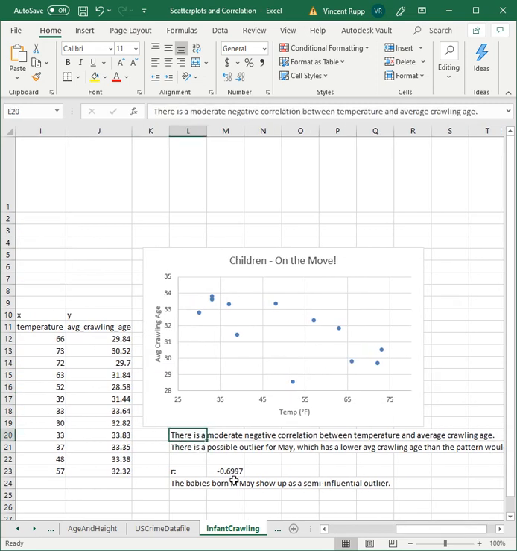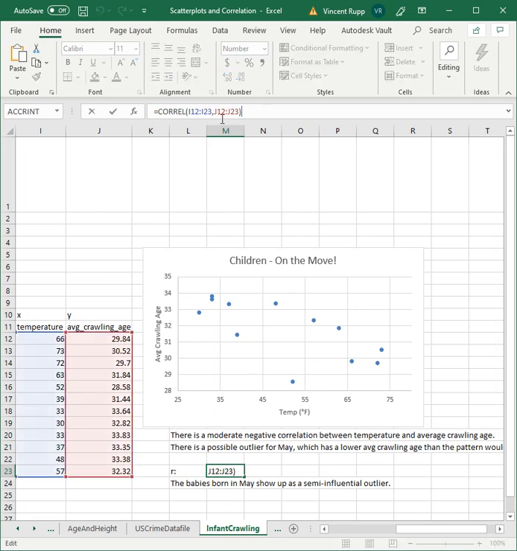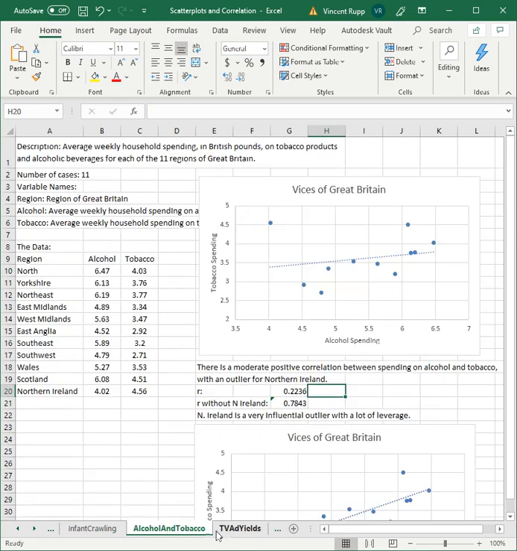A moderate negative correlation between temperature and average crawling age. There's a possible outlier for May, which has a lower average crawling age than the pattern would indicate. Calculate the correlation coefficient. Again, just using this equals CORREL command, select the values, comma, select the other values. And then I just made another note here. It's a semi-influential outlier that if we did the same calculation without May, we'd get a different number. But let's move on to alcohol and tobacco.